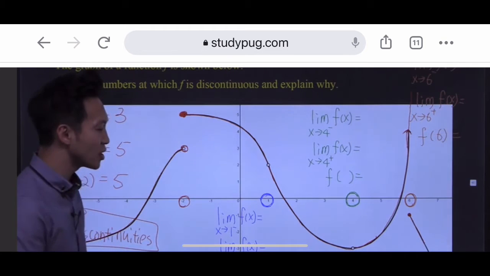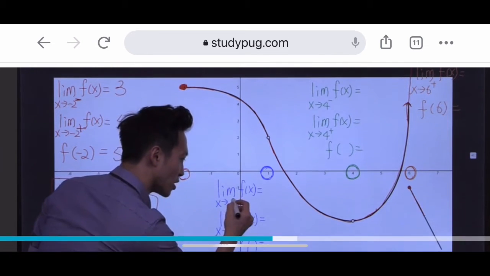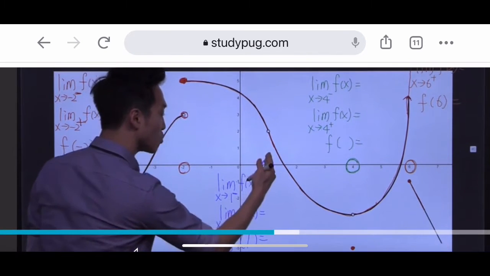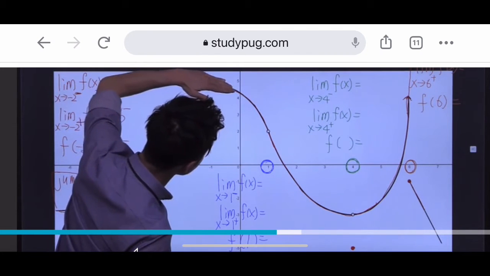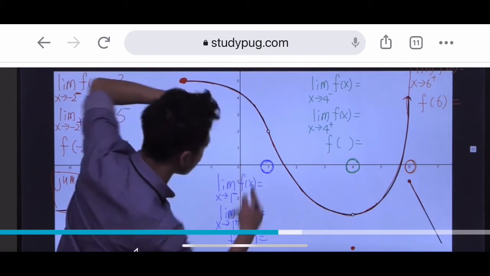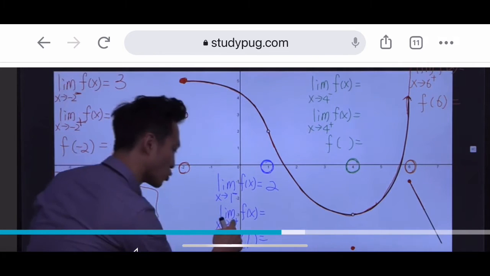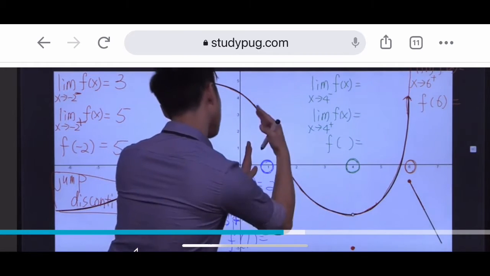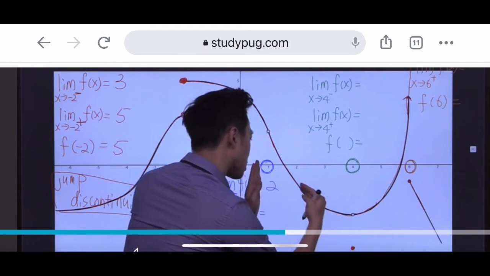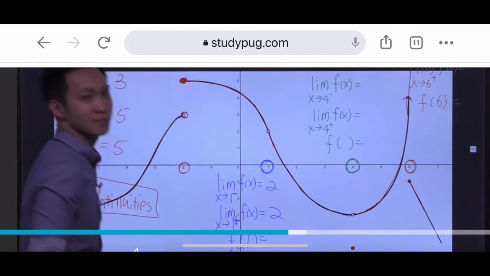Now, let's look at the discontinuity at x equals 1. Approaching 1 from the negative direction, the function gets closer and closer to the value 2. Next, approaching 1 from the positive direction, the function gets closer and closer to the value 2 as well.